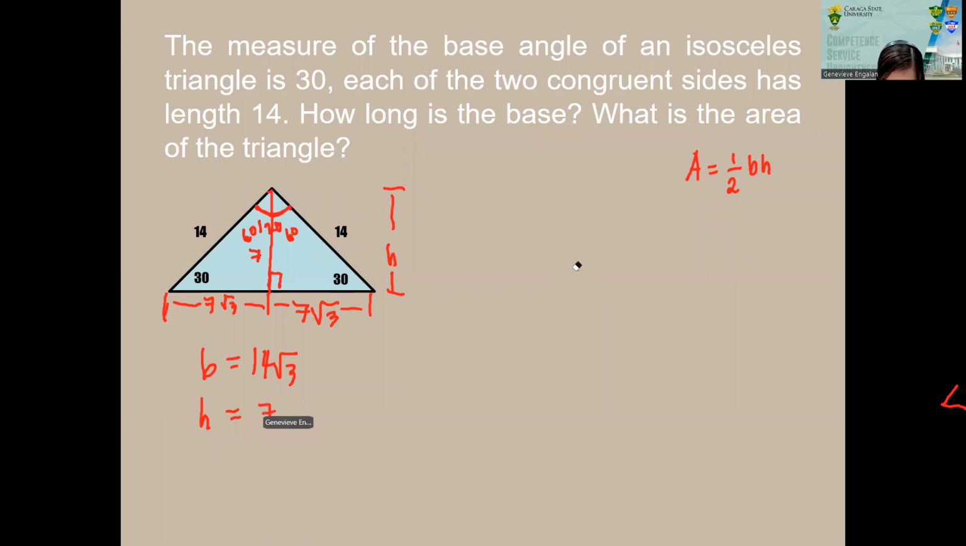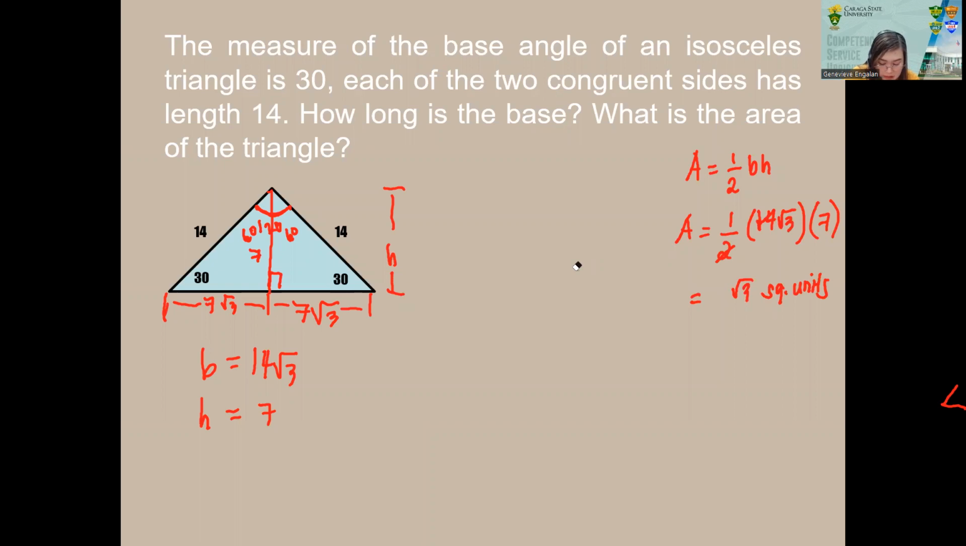So our area will be 1/2 times the base, which is 14 square root of 3, times the height, which is 7. So you can cancel. So you have 7 times 7, 49 square root of 3 square units. It gets 49, class, not 40.